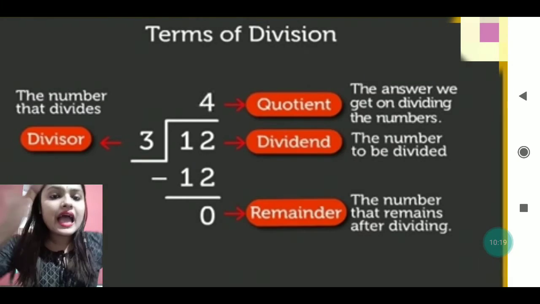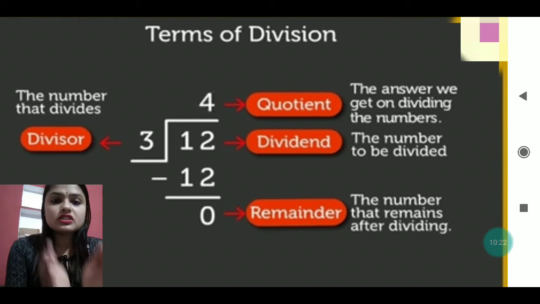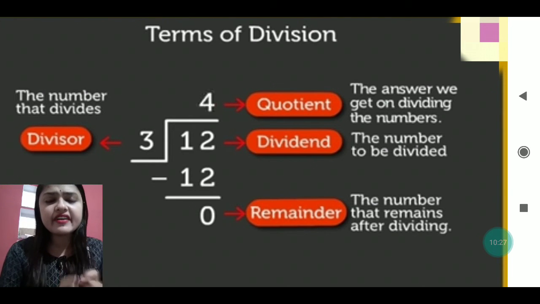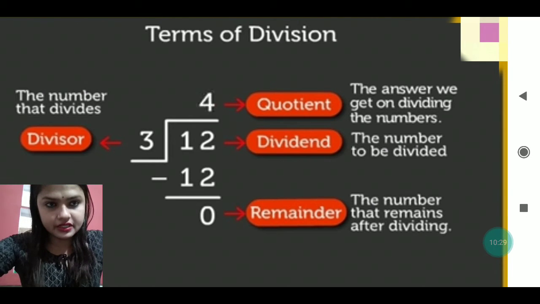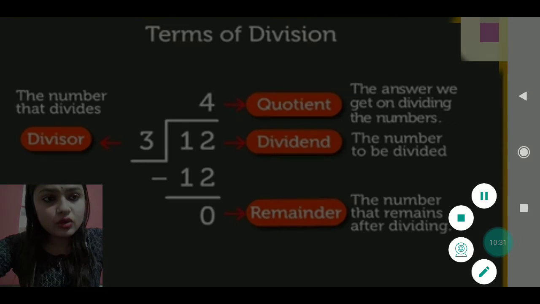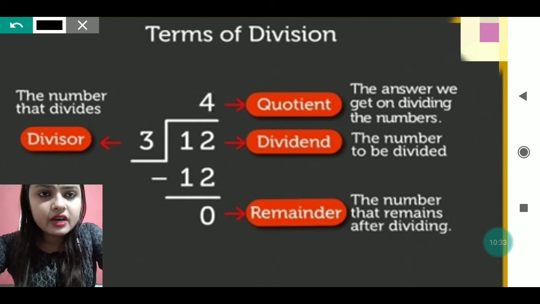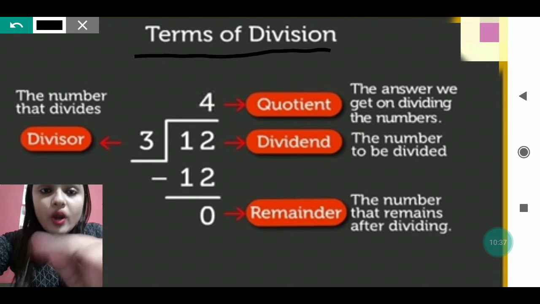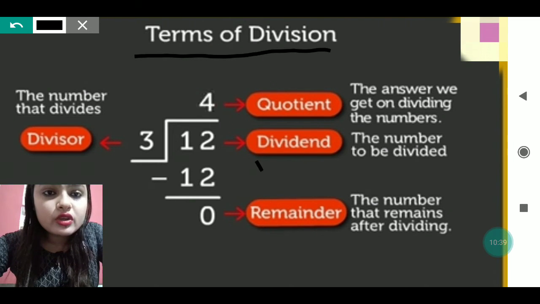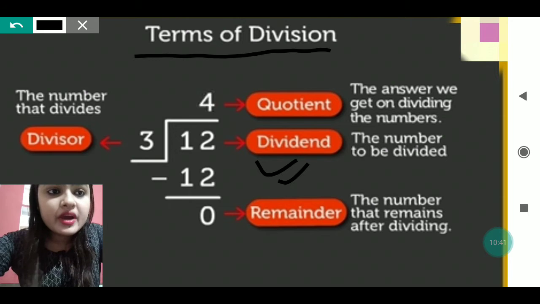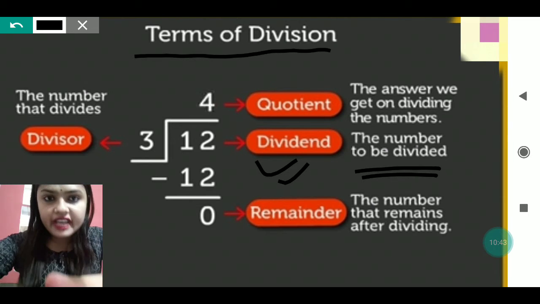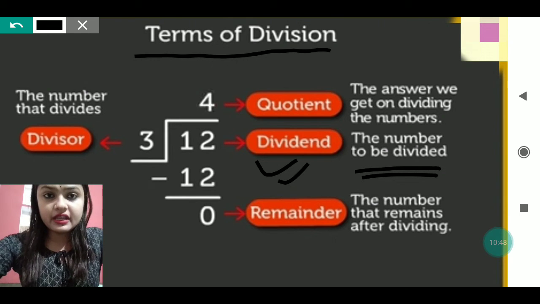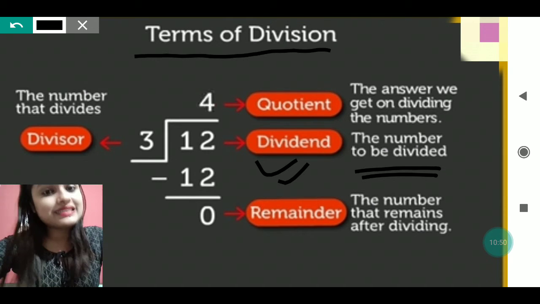As you can see here also, some terms related to division are given, written upside. So what are those terms, dear? First we should know the dividend: the number to be divided. I have already explained, the number to be divided is called the dividend.